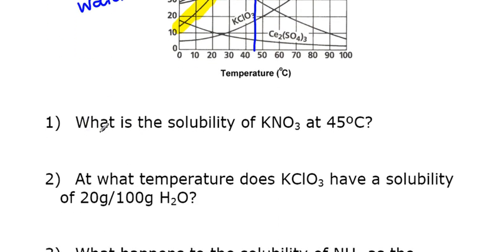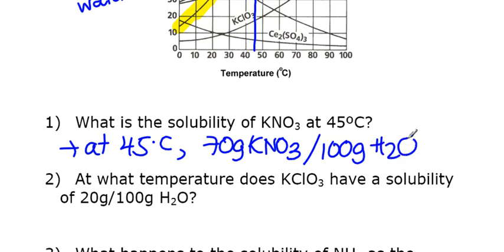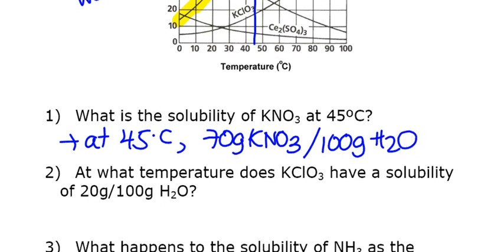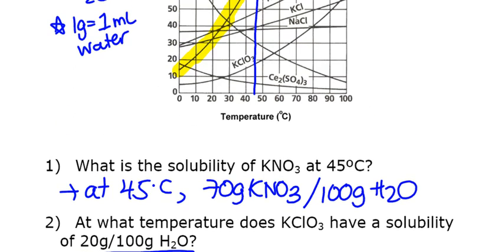So down here we can write our answer: at 45 degrees Celsius, 70 grams of potassium nitrate dissolves for every 100 grams of water. Some questions might get you to do the opposite. They might give you a solubility and ask at what temperature that occurs. So the second question says, at what temperature does potassium chlorate have a solubility of 20 grams per 100 grams of water?